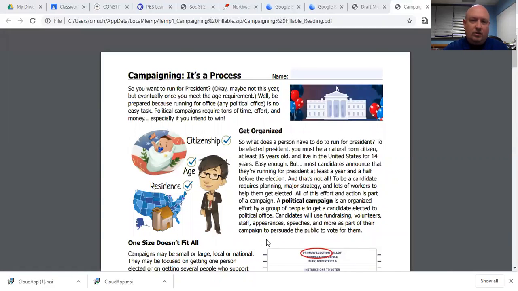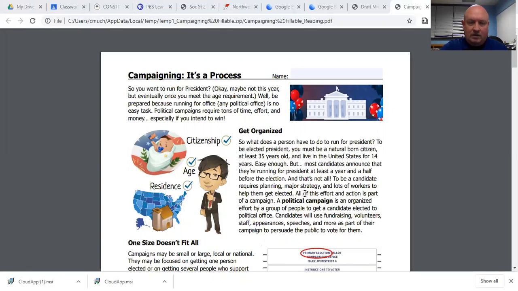Get organized. So what does a person have to do to run for president? To be elected president, you must be a natural-born citizen, which means you're either born in the United States or your parents are American citizens, at least 35 years old, and live in the United States for 14 years. So you can be born here, move to Canada, and then come back, as long as you've been here for 14 years. Easy enough. But most candidates announce that they're running for president at least a year and a half before the election. And that's not all.